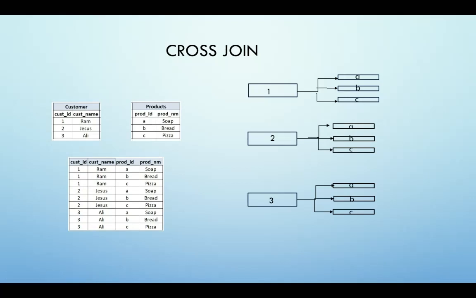So how do you represent a cross join? A cross join is represented by M cross N, M multiplied by N. What is this M, and what is this N? The number of records in the first table multiplied by the number of records in the second table will be your output in a cross join. So the number of records in the first table is 3 and in the second table is 3; 3 cross 3 is 9 records in your output.